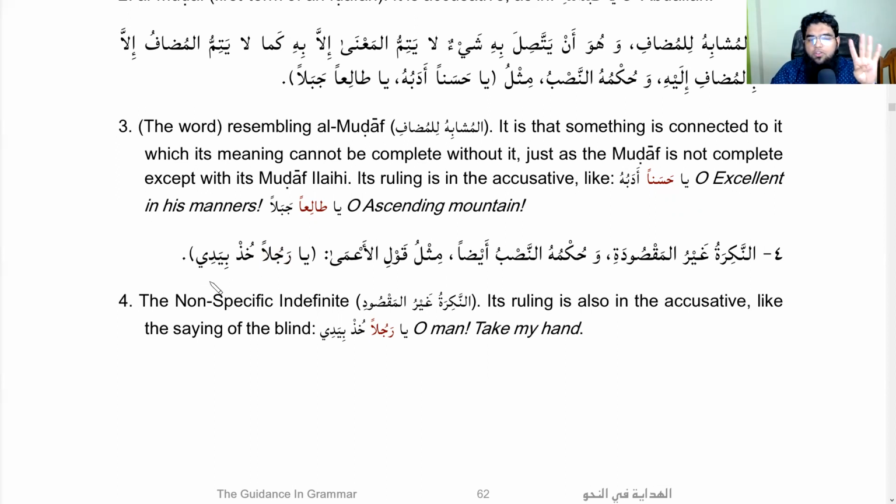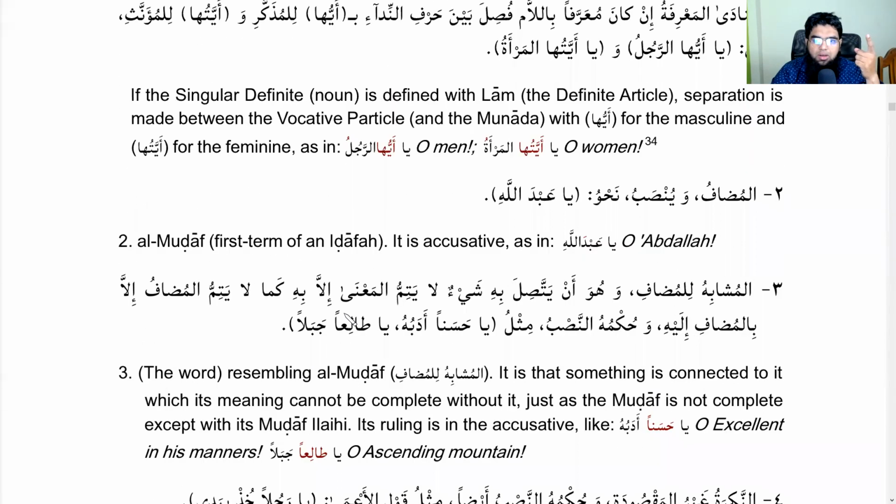So the four situations. One is mabni ala dhamma, or mabni, what do you say, yubna.